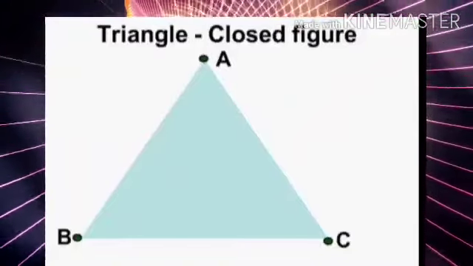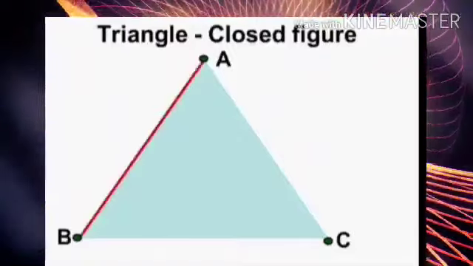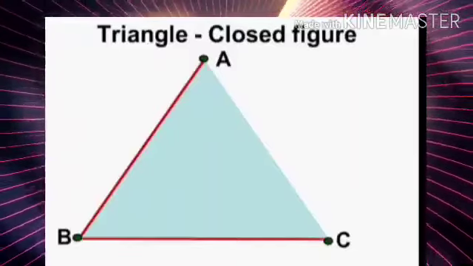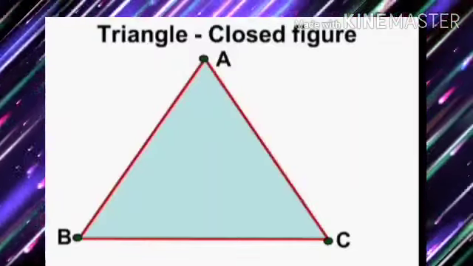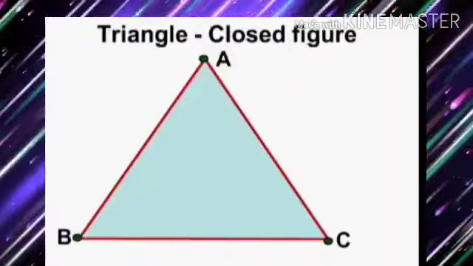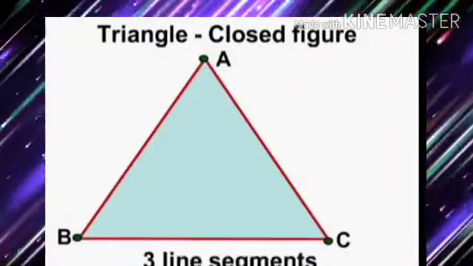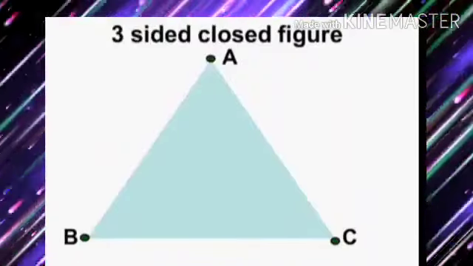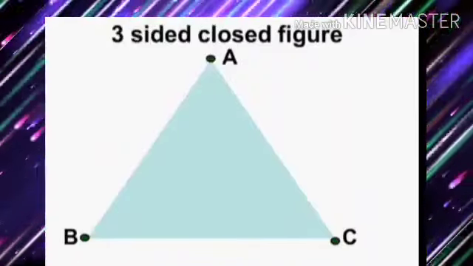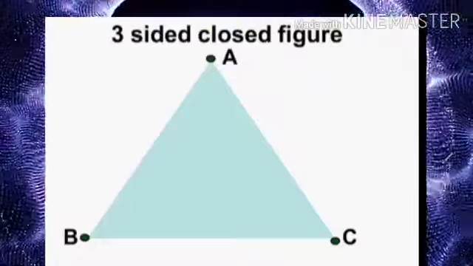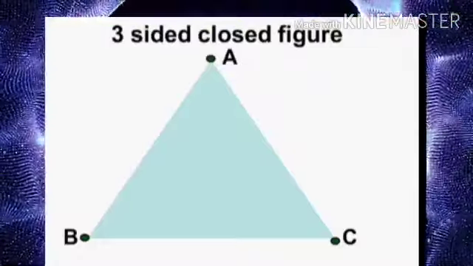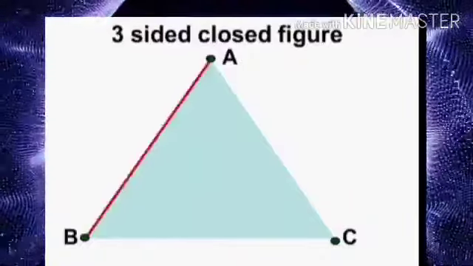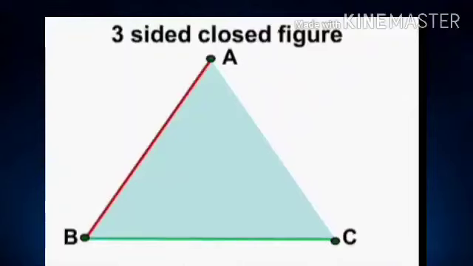Now look at this figure. It has line segments AB, BC and CA intersecting each other at points A, B and C, which are called vertices. Now I will tell you one important point about it which will help you to find whether the figure is a polygon or not. Now look at this line segment AB.